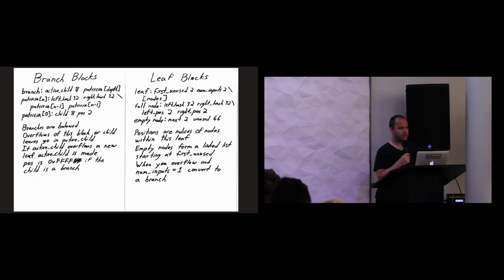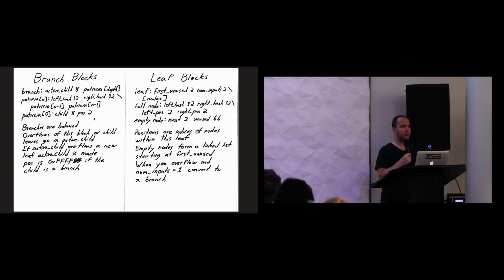What happens is the branch block will sometimes have overflows within itself, where there's 2 things that need to go to the same out position. And sometimes leaf blocks will overflow as well. A leaf will get full. When that happens, it needs to decide where to put the overflow. It puts it in the active child.